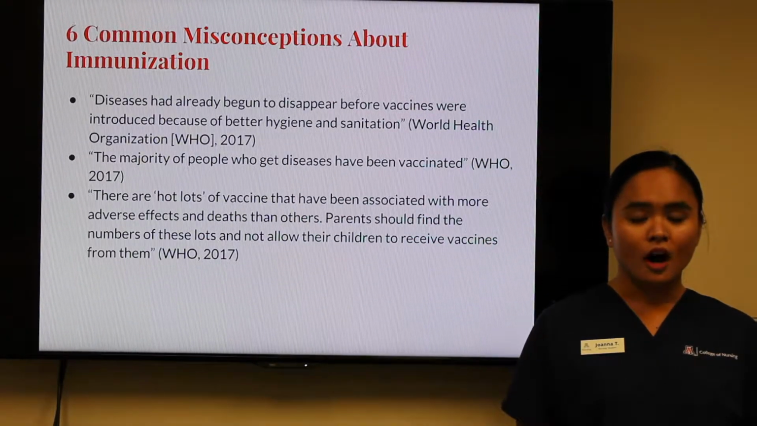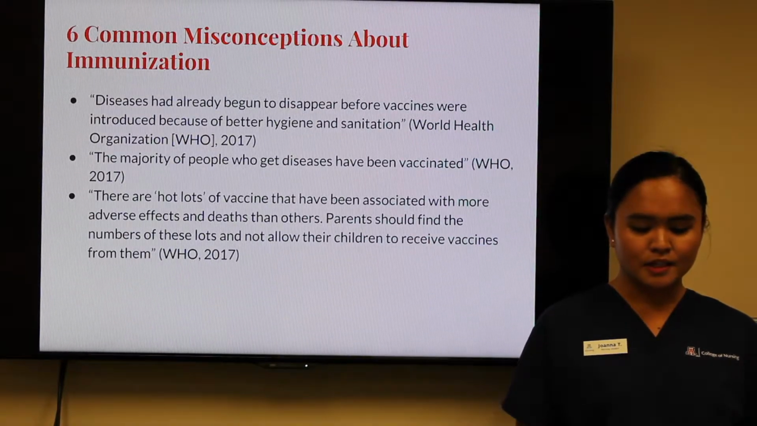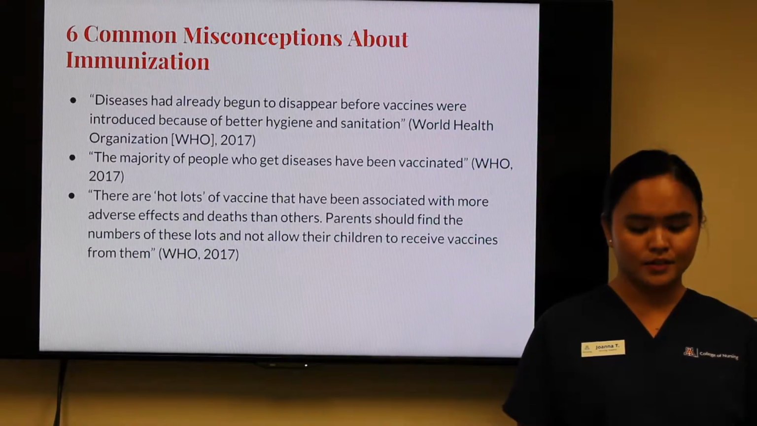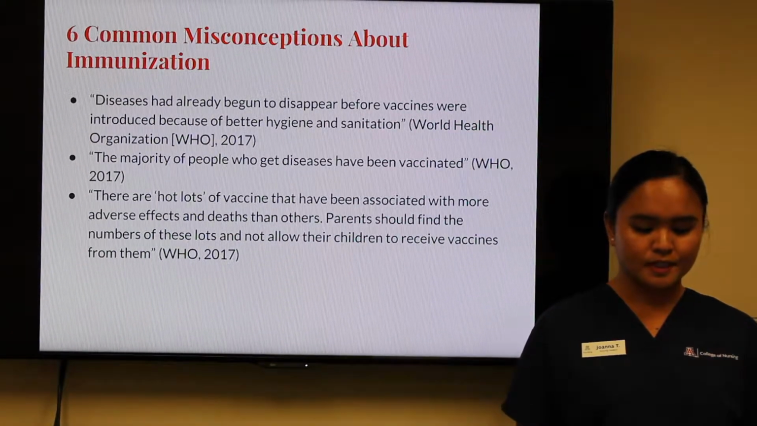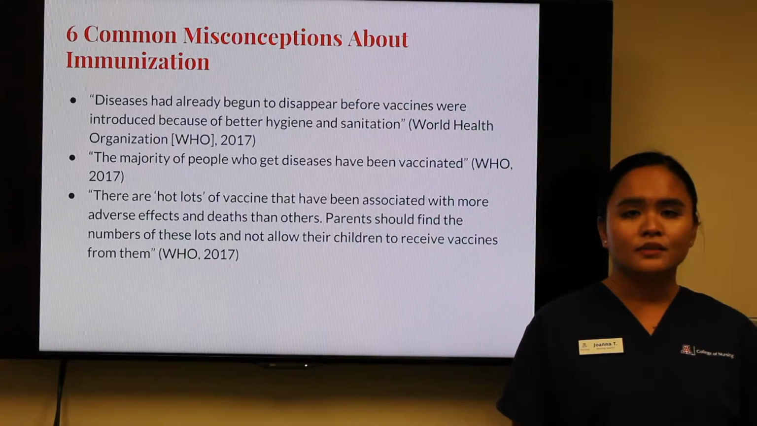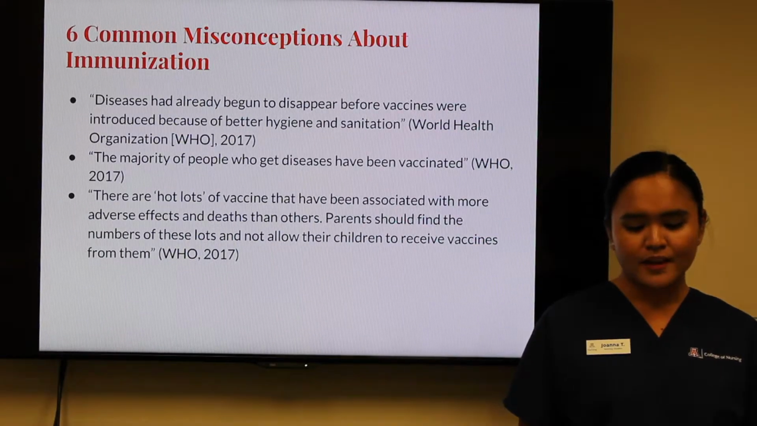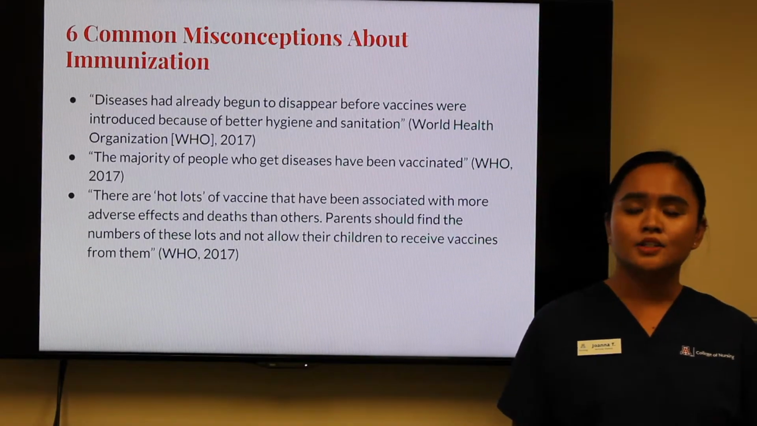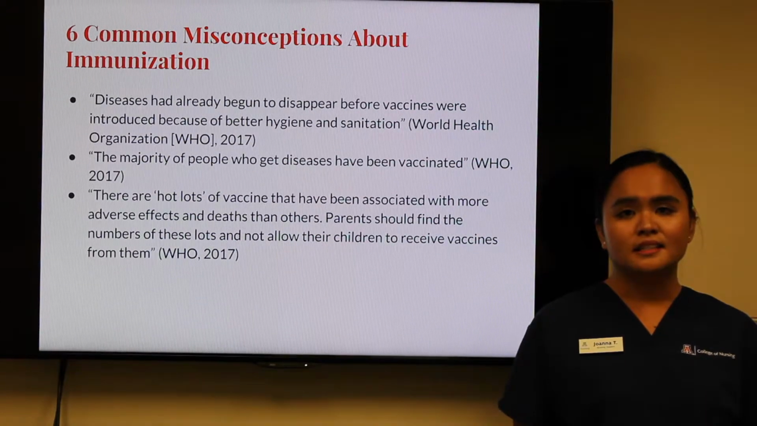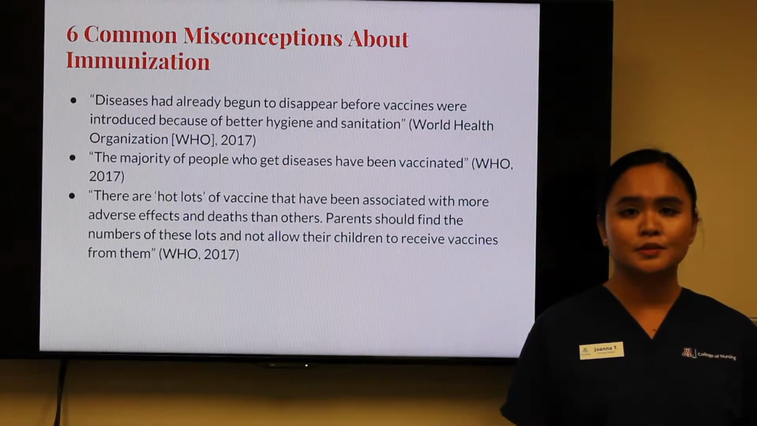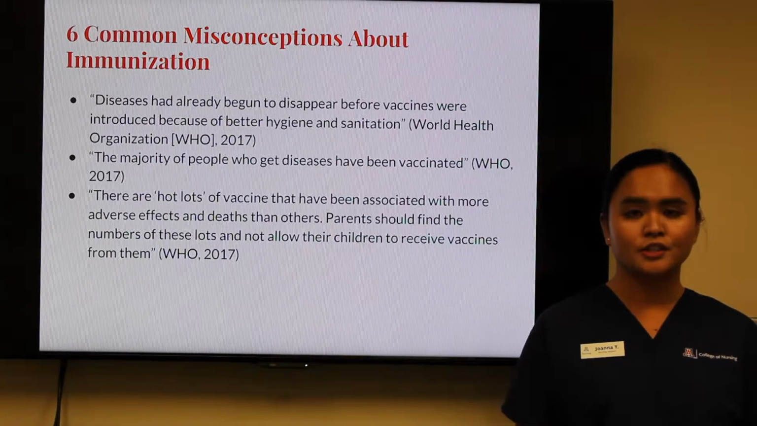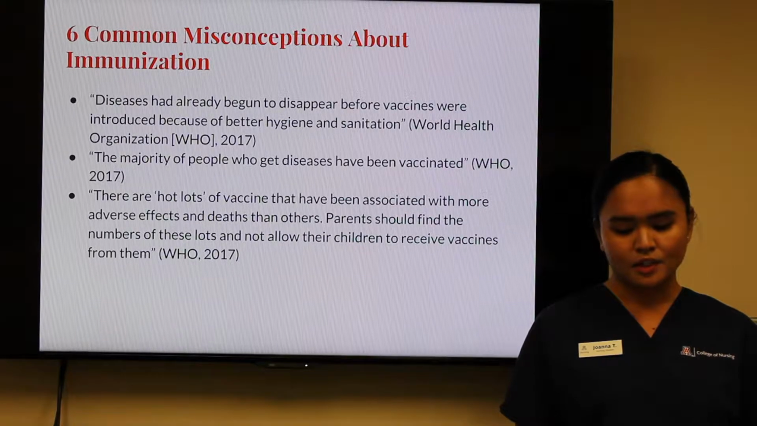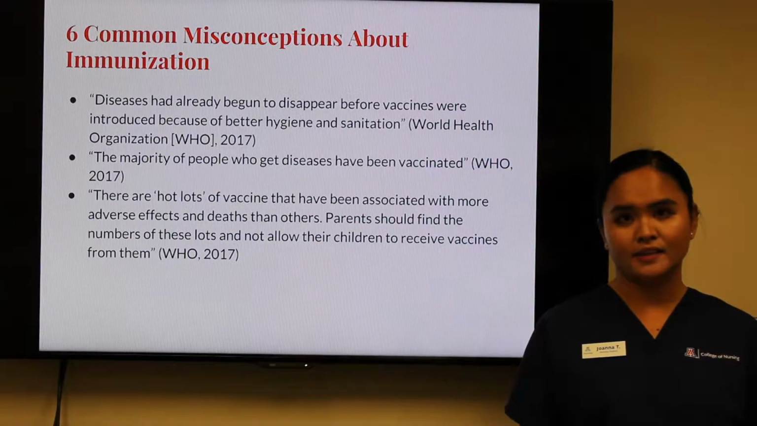Number 3: there are hot lots of vaccines that have been associated with more adverse events and deaths than others. Parents should find the numbers of these hot lots and not allow their children to receive vaccines from them. An adverse report does not necessarily mean that it was caused by the vaccine. Vaccines are known to cause minor side effects like soreness or fever, but there is little evidence linking vaccination with permanent health problems or death. Also, vaccine lots are not the same and may vary from several hundred to several million. Thus, a large lot will have more incidences of adverse effects.